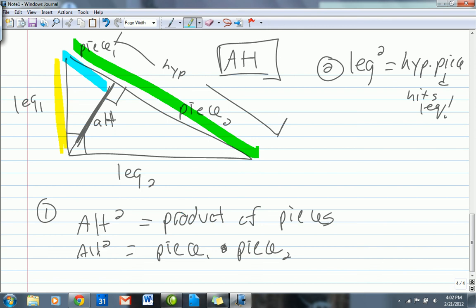Thanks for listening. We're going to use this tomorrow. I want you to understand where they come from, and the rules themselves aren't that bad to use. We'll take a look at those tomorrow.